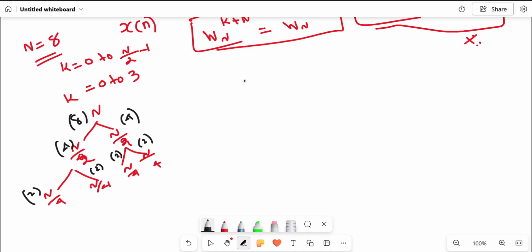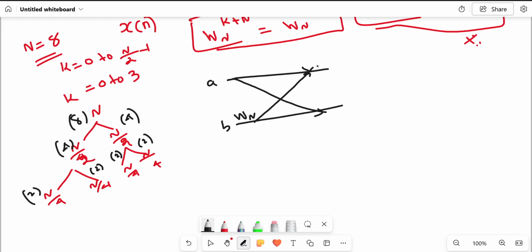So the basic 2-point computation can be represented by two complex numbers A and B, with the twiddle factor W N. These two complex numbers will produce two complex numbers: A is equal to A plus W N into B, and B is equal to A minus the twiddle factor times B. So the lower one is always minus, with the twiddle factor, A minus W N B. So it requires one complex multiplication and two complex additions, and the results will be stored in the same place.